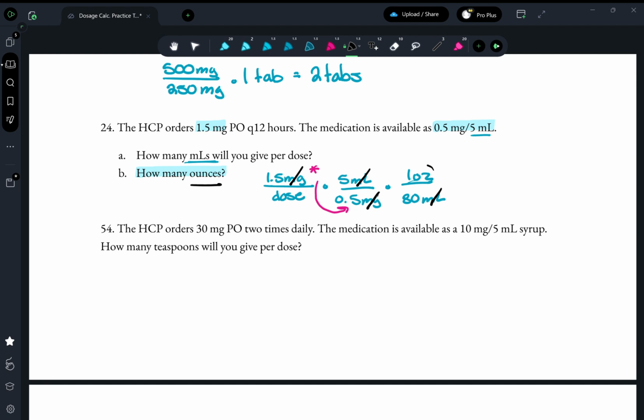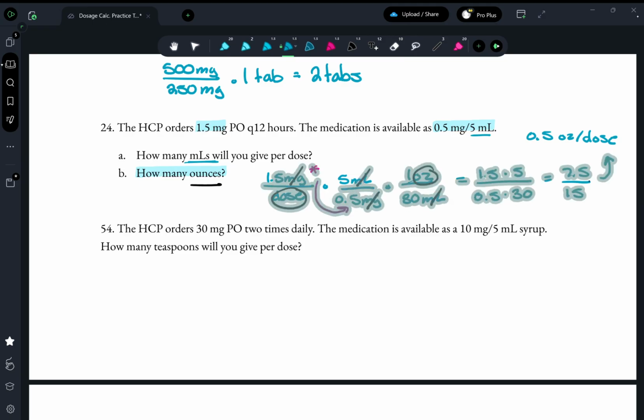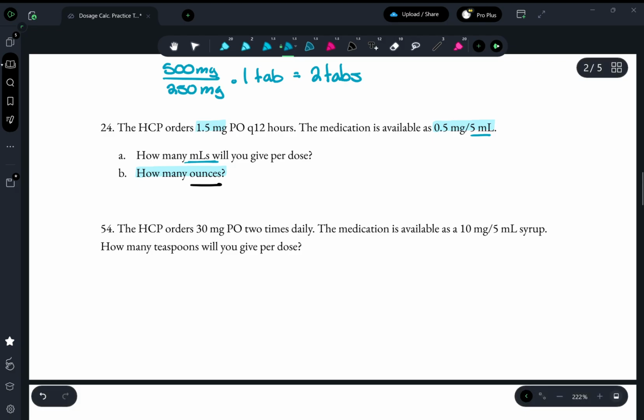Now our mLs cancel each other out, and we want ounces per dose. Well, the only units we have left are ounces and dose. So you just multiply it across, and you end up with the exact same math problem essentially. 1.5 times 5 divided by 0.5 times 30. Yeah, and then it's going to end up being 7.5 divided by 15, which will be the 0.5 ounces per dose. And that's it. That's your first kind of how to do dimensional analysis. And then if you were doing it, mLs to teaspoons or to tablespoons, it would be the same thing. You would just put tablespoons or teaspoons instead of ounces.